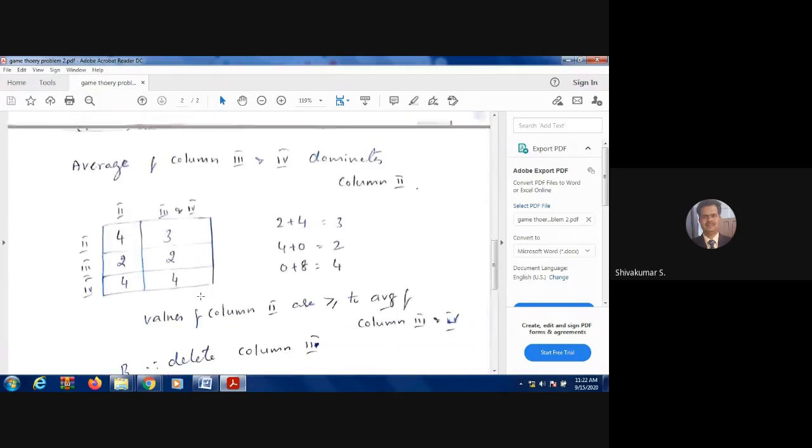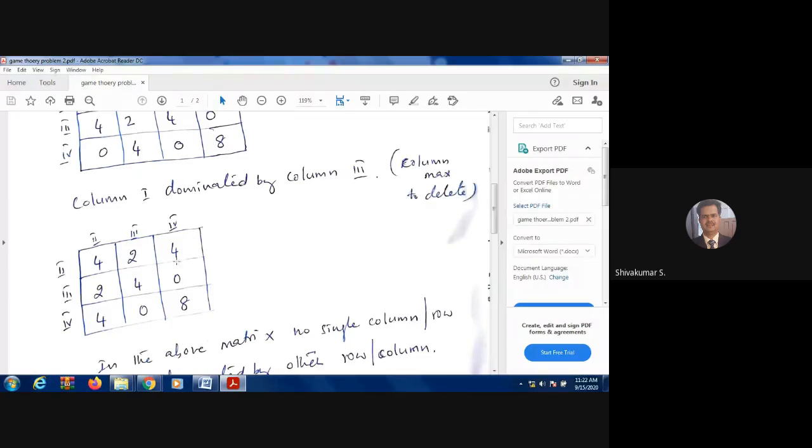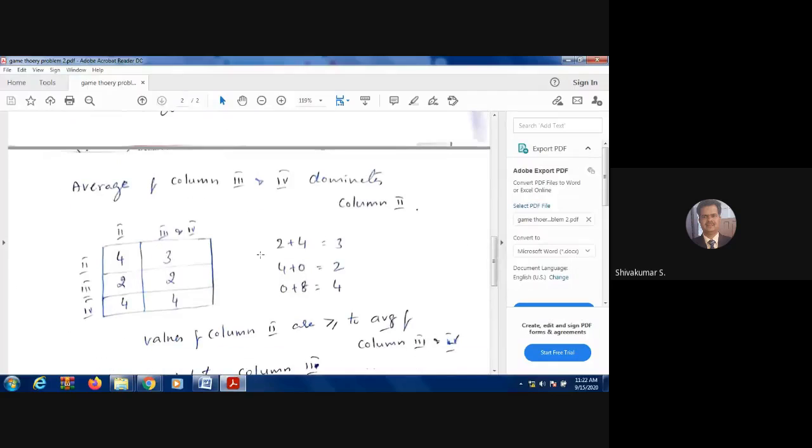See, I've written here the average of columns 3 and 4: 2, 4, 4, 0, 0, 8. 2 plus 4, 6 by 2, 3. 4 plus 0 by 2, 2. 0 plus 8 divided by 2, 4. Now you got 3, 2, 4. So these are the values of the average of the 3rd and 4th columns.